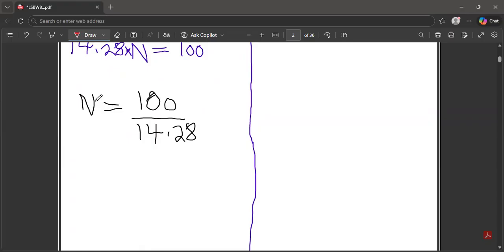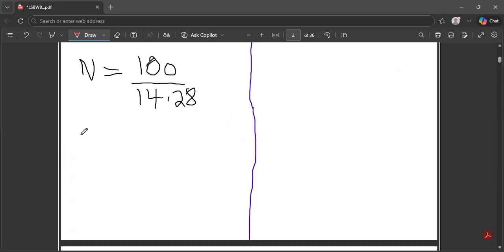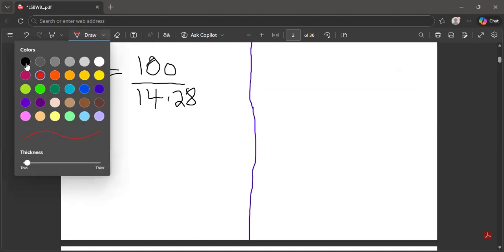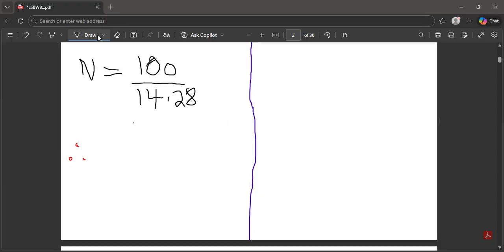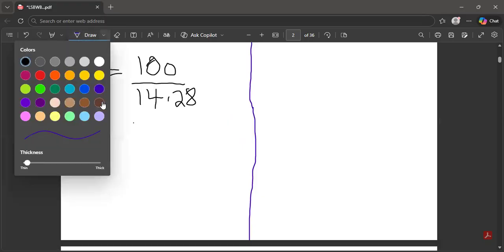So let's quickly work this out. 100 over 14.28, and you realize that we're going to be getting 7.00. So finally, we can say that, therefore, our n is equal to 7.00.